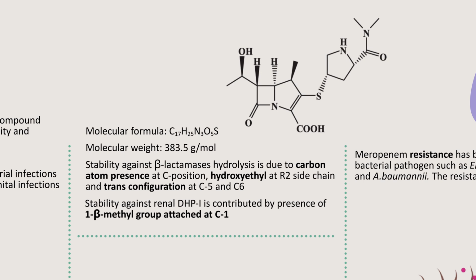Stability against beta-lactamase hydrolysis is provided by several key features: a carbon atom at the C1 position, a hydroxyethyl group at the R2 side chain, and a trans configuration between carbon atoms C5 and C6. These structural traits prevent enzymatic breakdown, helping the antibiotic maintain its potency. This molecule also resists degradation by renal dehydropeptidase I, or DHP-I, thanks to the 1-beta-methyl group attached at carbon 1.